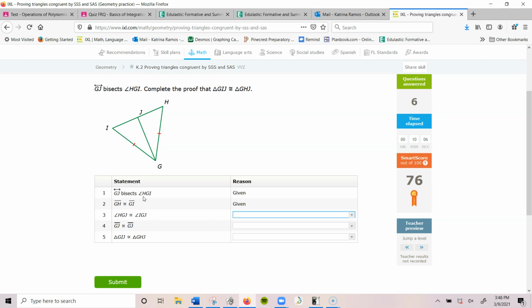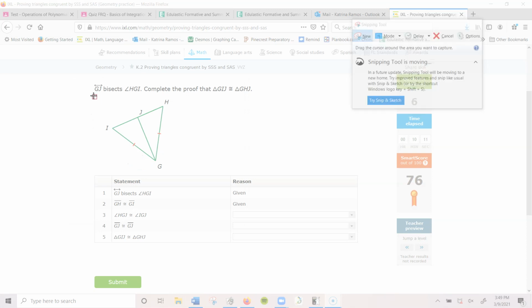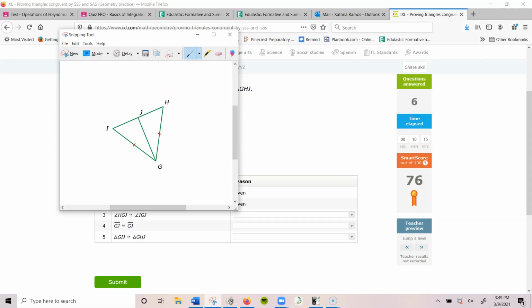GJ bisects angle HGI. So this one I may want to mark up. Let's get this diagram here.